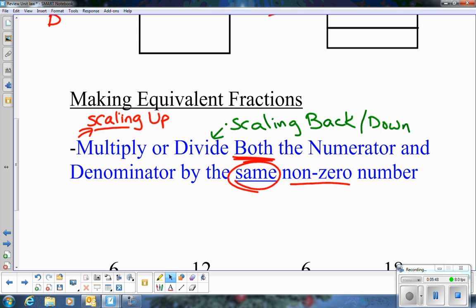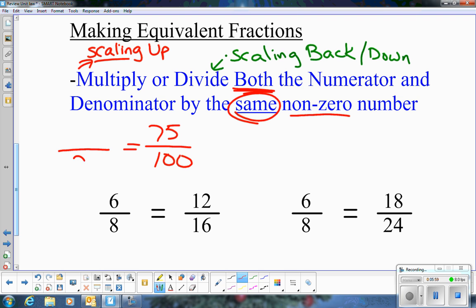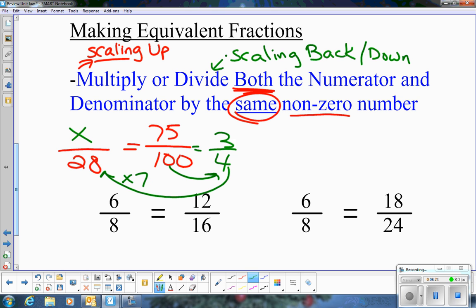We did this actually with our ratio unit. When we did the percent one especially, like if I had 75 over 100 and I had something over 28, and we were finding that, we scaled back. Remember, we made this into something that would go back and we could use to scale back up. Going from 100 to 4 was scaling back. And then going from 4 up to 28 was scaling forward. You did that already.